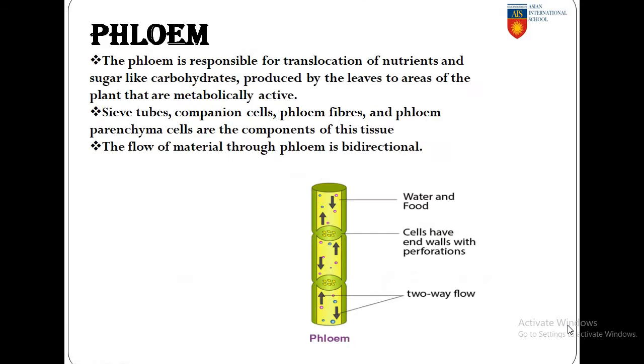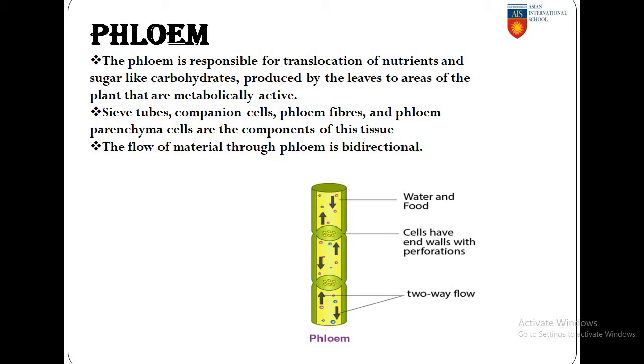Now, when phloem transports food from the leaves to the other parts of the plant, we call it translocation of food. We call it translocation of nutrients and sugars like carbohydrates produced by the leaves to the areas of the plant that are metabolically active. It reaches all the parts of the plant.